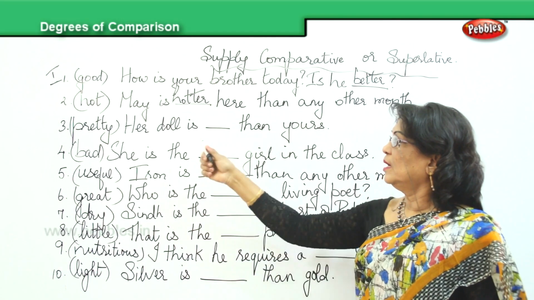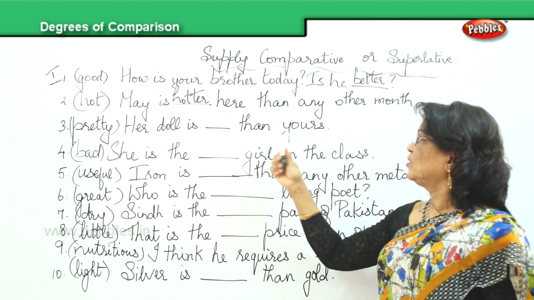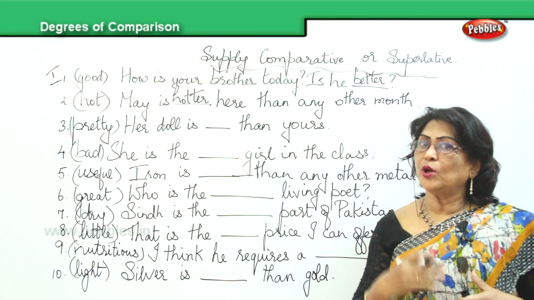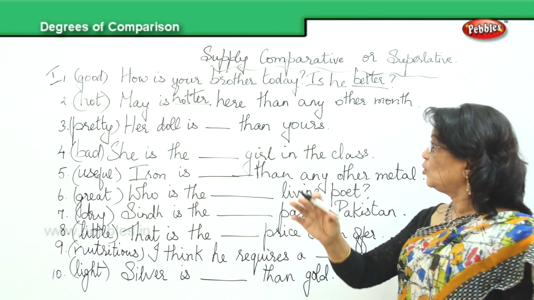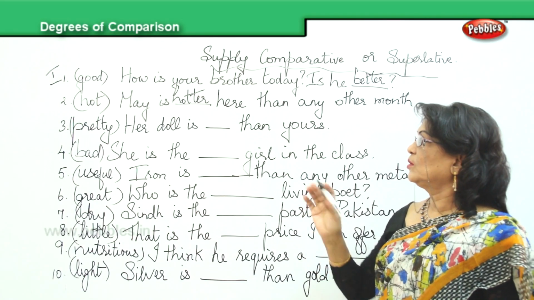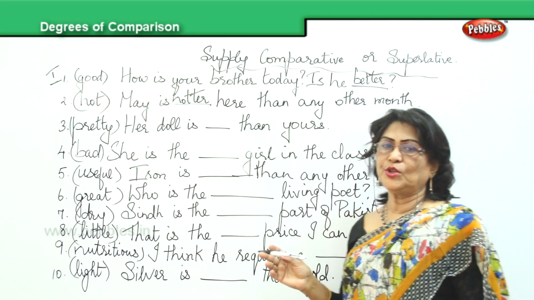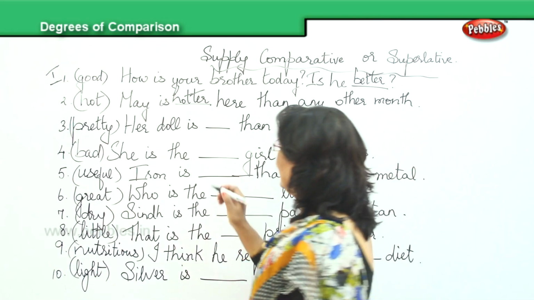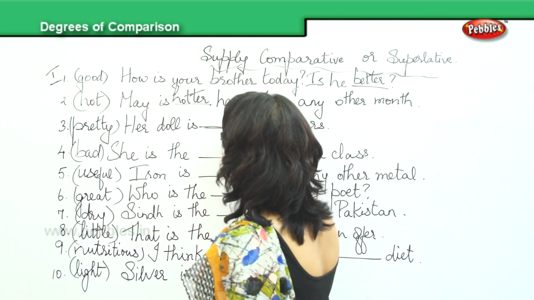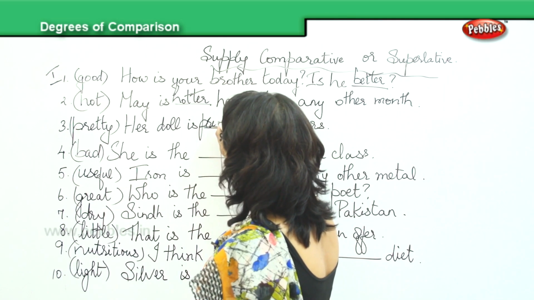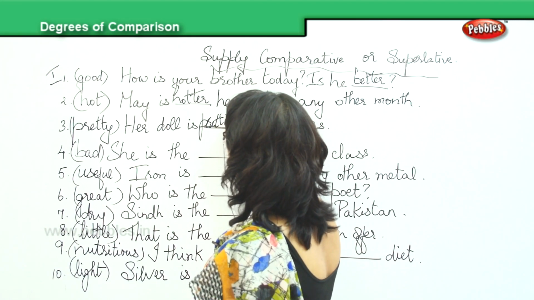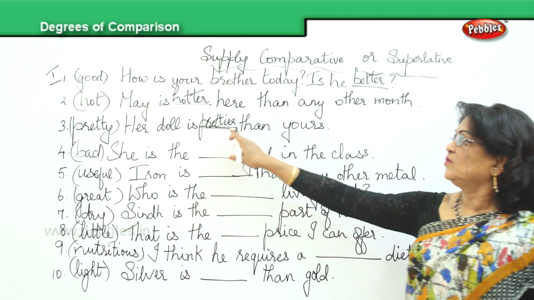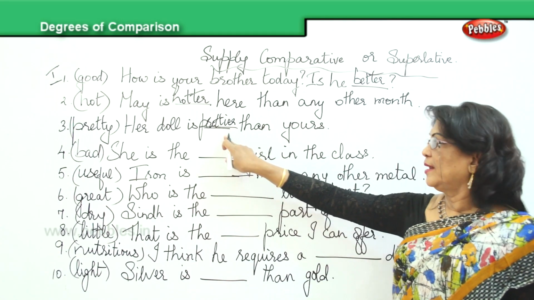Pretty. Her doll is dash than yours. Again, you're comparing your doll and my doll, or her doll and your doll. So when you compare two things, what should you use? The comparative degree. Her doll is pretty. What will pretty become? Prettier. Why? You take away the Y and add I and add ER.